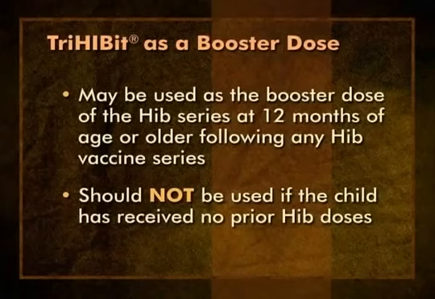So to use Trihibit, the child must be at least 12 months of age and have received at least 1 prior dose of Hib vaccine. Trihibit should not be used if the child has received no prior Hib doses, regardless of the child's current age.